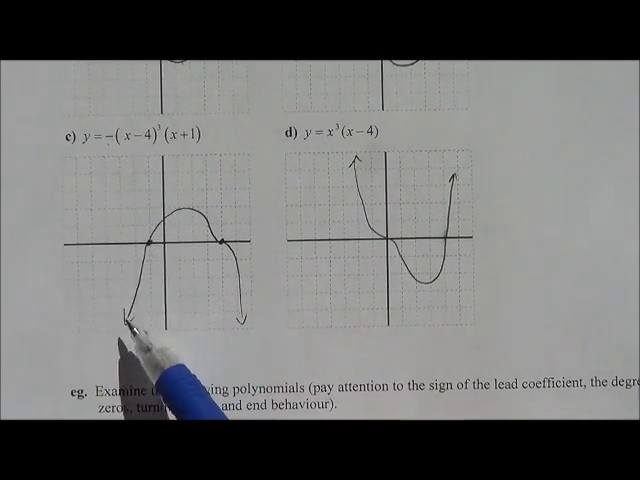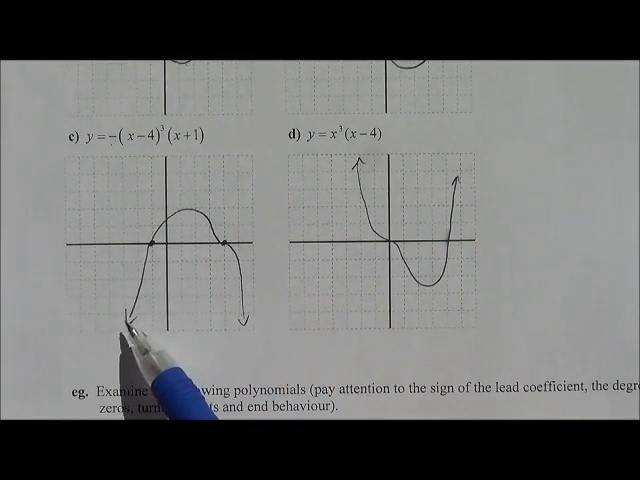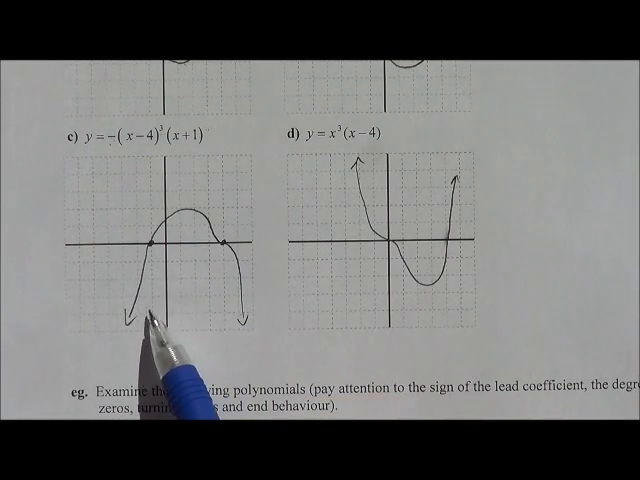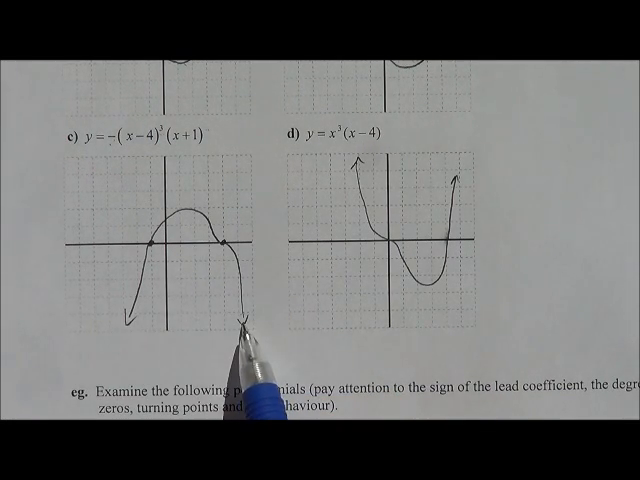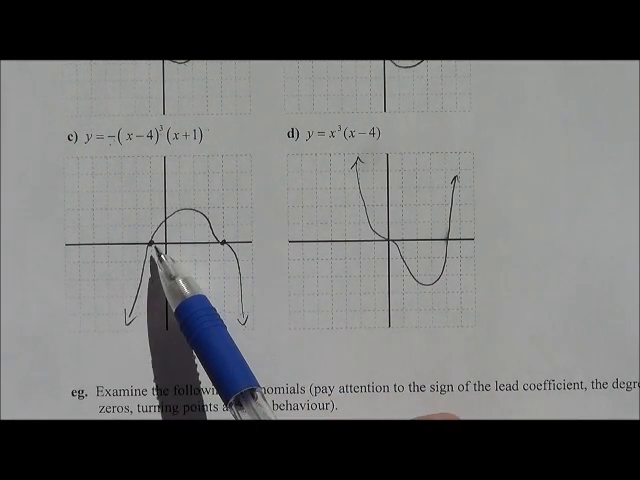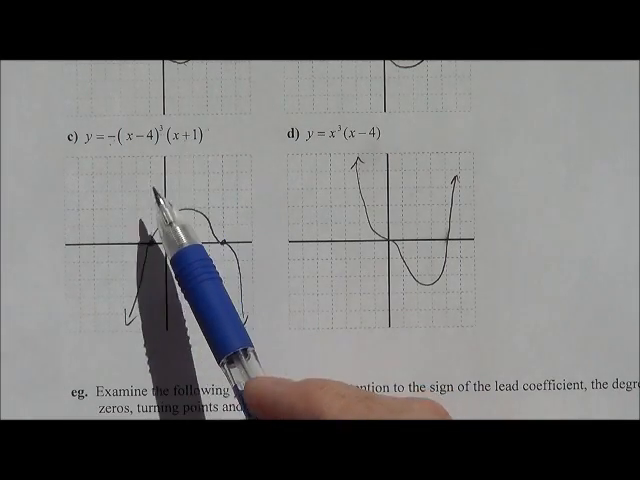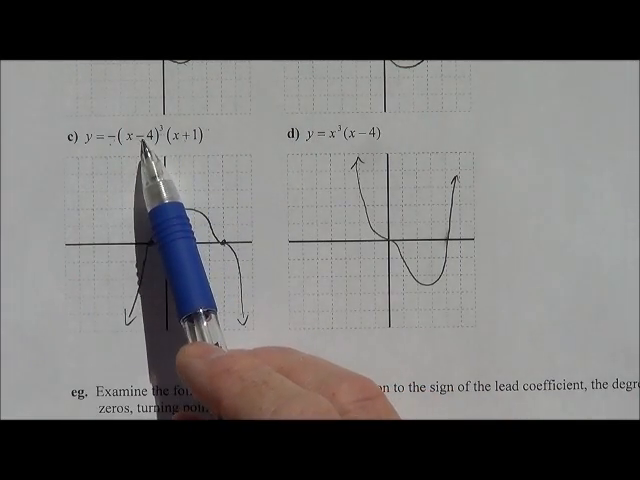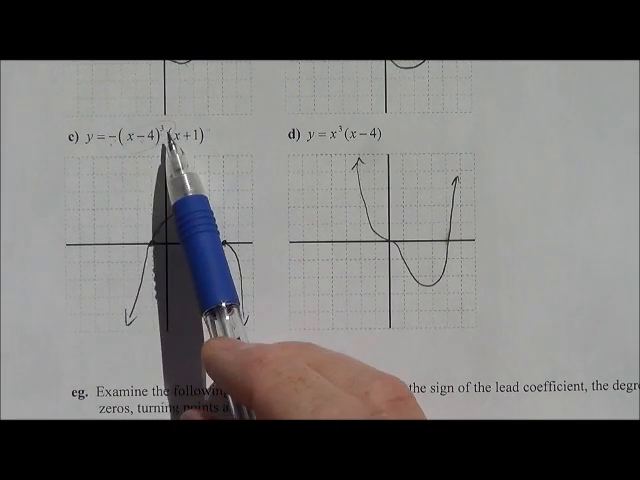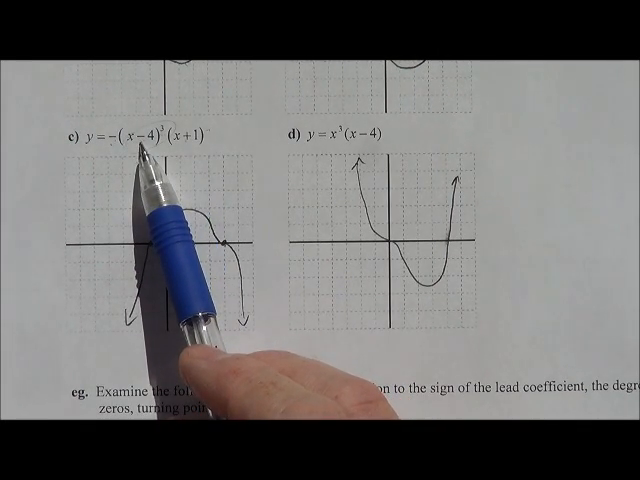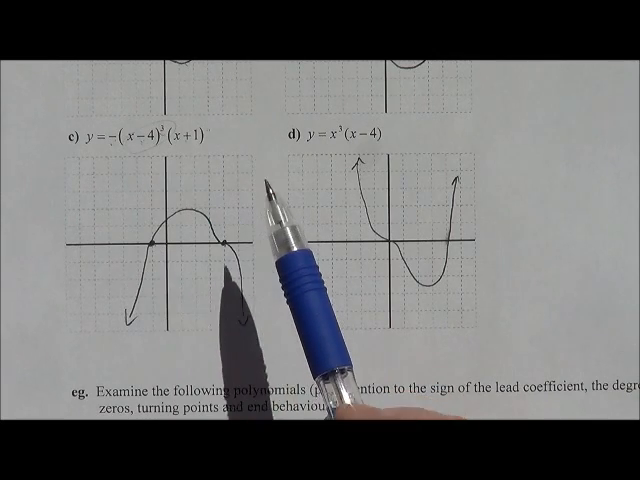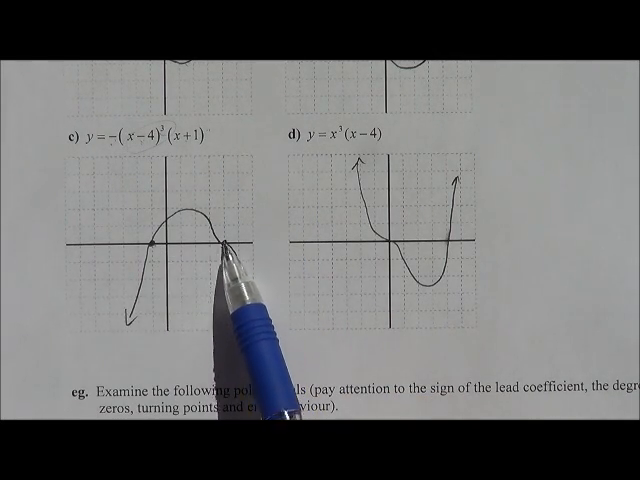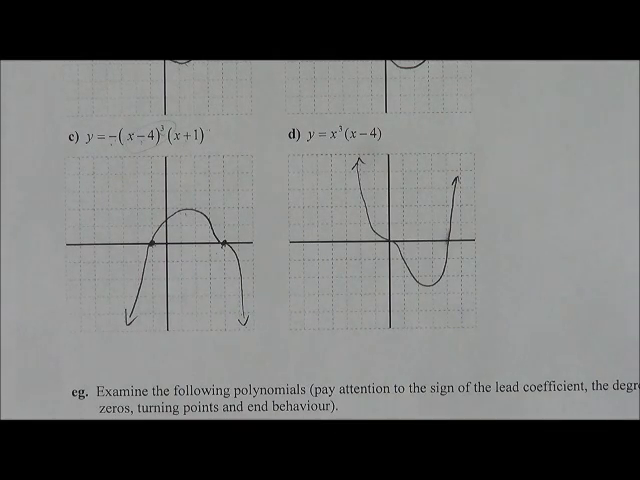Lead coefficient is negative, so that means it's opening down. Degree of 4, 3 and 1 is degree 4. The ends go in the same direction. We've got one linear root at x equals -1, and one triple root, or one cubic root, at x equals 4, given by this factor to the power 3. So we've got 4 roots, 2 distinct zeros, 1 turning point.